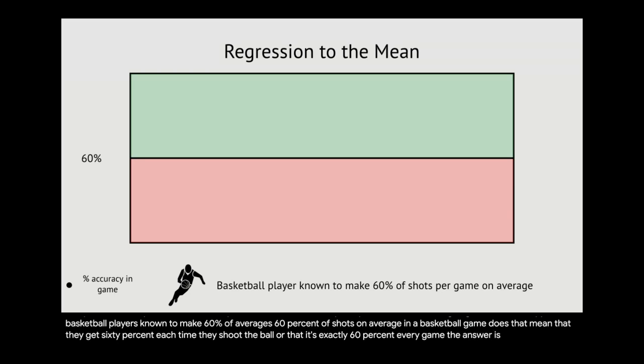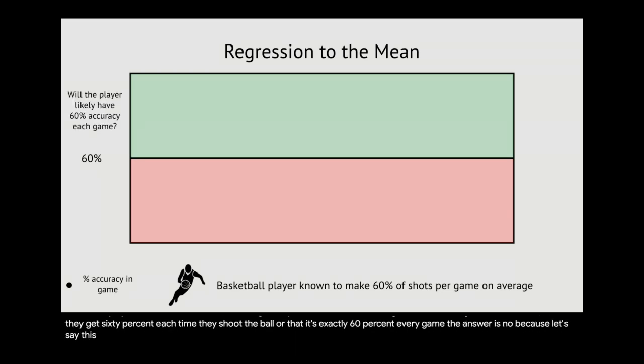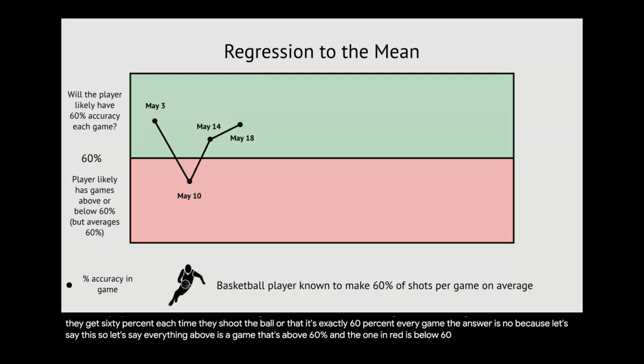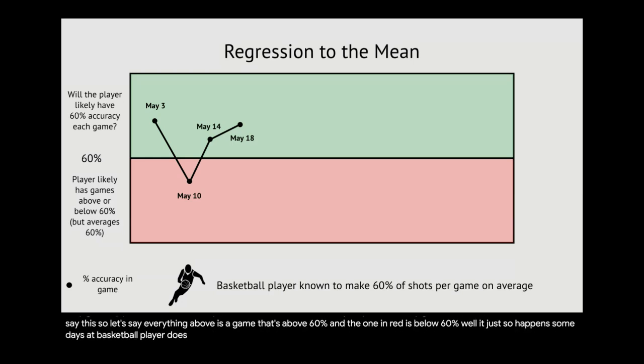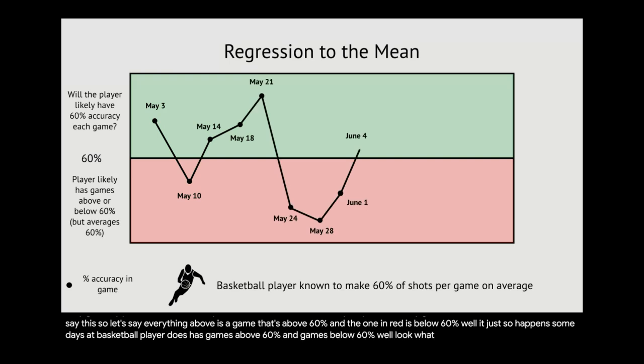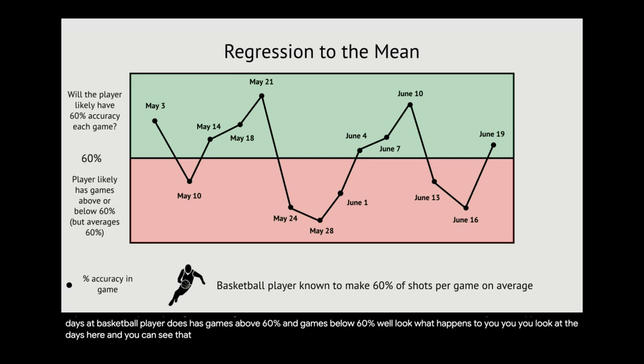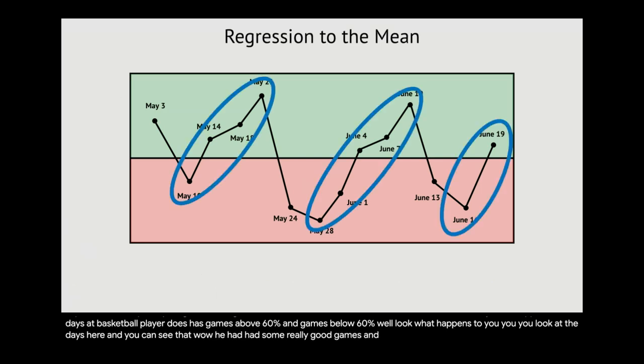The answer is no, because let's say this line represents 60%, okay? So let's say everything above is a game that's above 60%, and the one in red is below 60%. Well, it just so happens some days that basketball player has games above 60% and games below 60%. Well, look what happens here. You look at the days here, and you can see that, wow, he had some really good games, but then why did they go up?